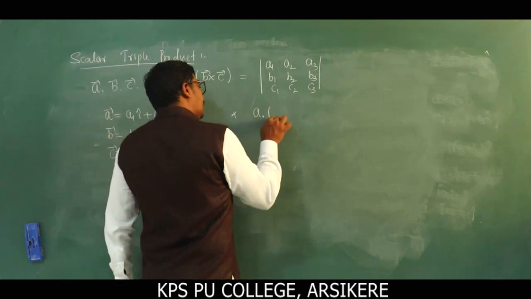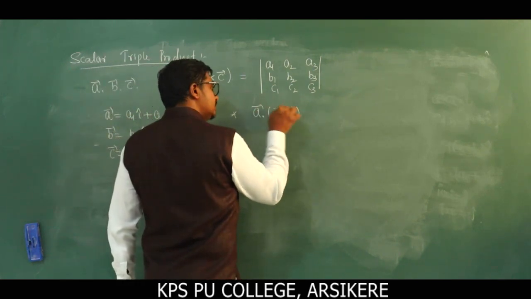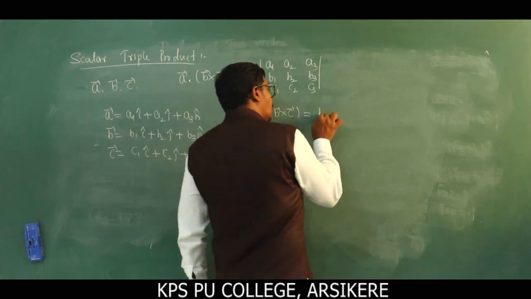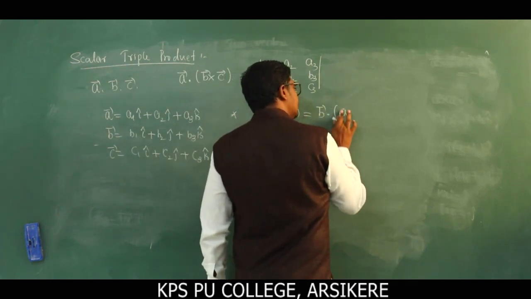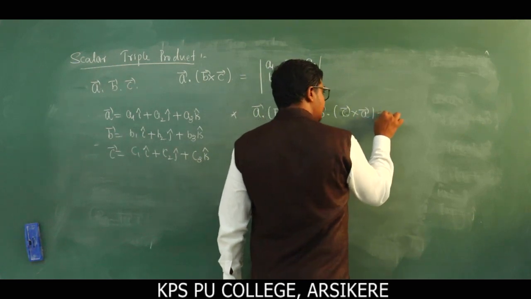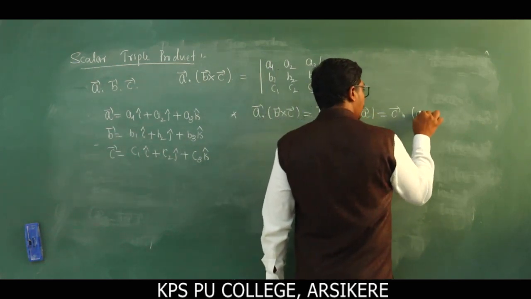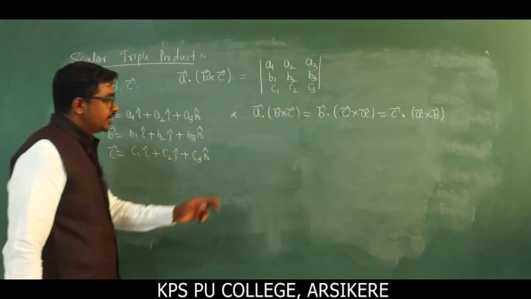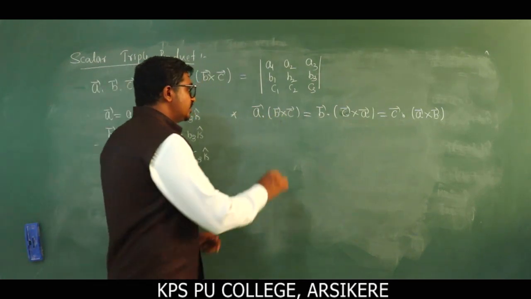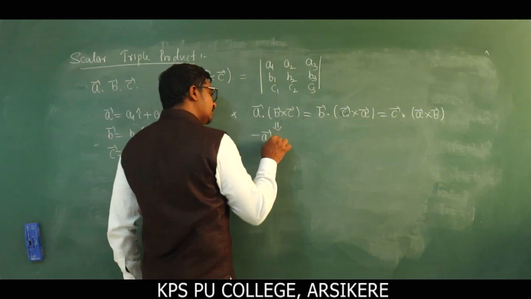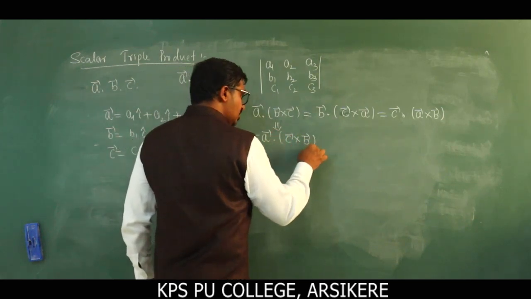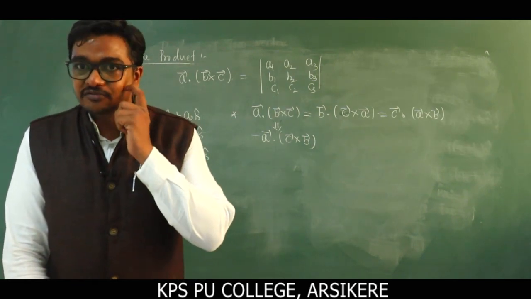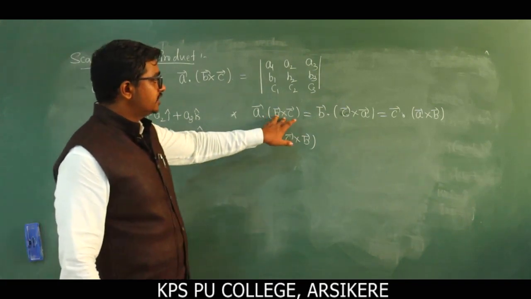Vector A dot B cross C, this also can be written, if you go with a cyclic order, A after B then C, as vector B dot C cross A, and this will be equal to C dot vector A cross B. Suppose I want to interchange these two, this can be written as minus vector A dot C cross B, because A cross B is not equal to B cross A, but A cross B is equal to minus of B cross A. Just interchange these two quantities.